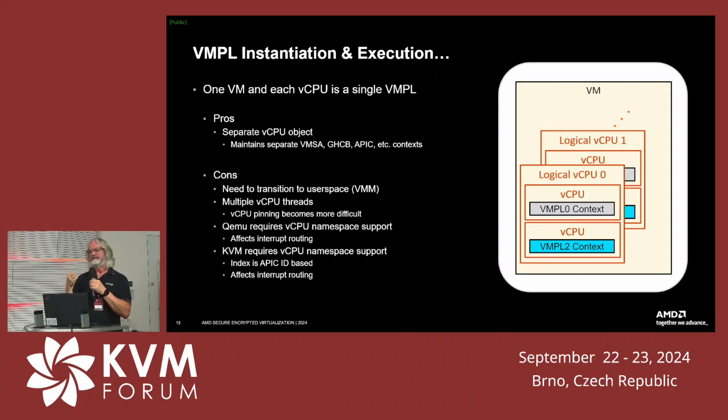Interrupt routing. There was the patch series from the VSM folks, the VTL folks, that introduced namespacing, and you would have to make use of that in QEMU, so we would have to add namespace support into QEMU so that the vCPUs could be easily discerned between APIC ID and VMPL level now. KVM would also require some of that, so interrupt routing becomes a little trickier.